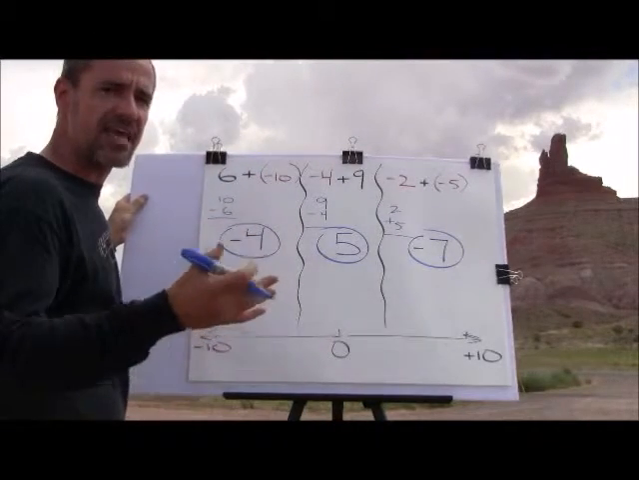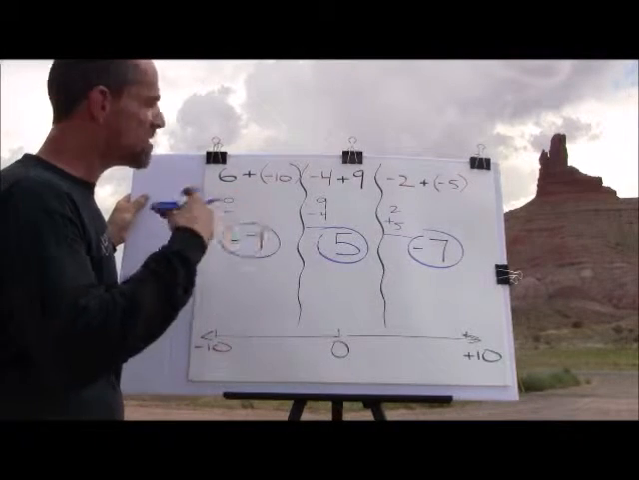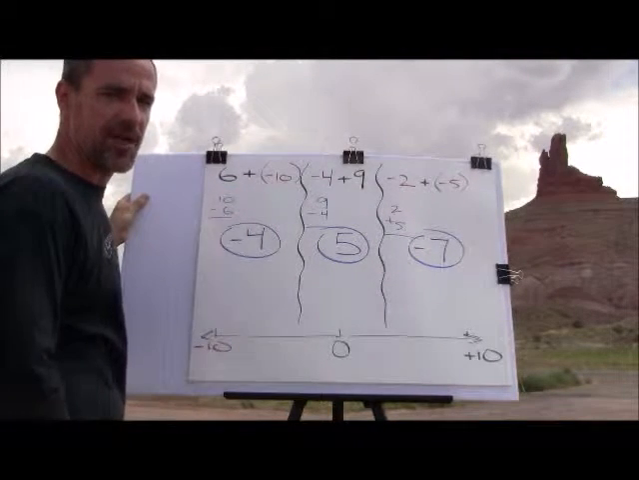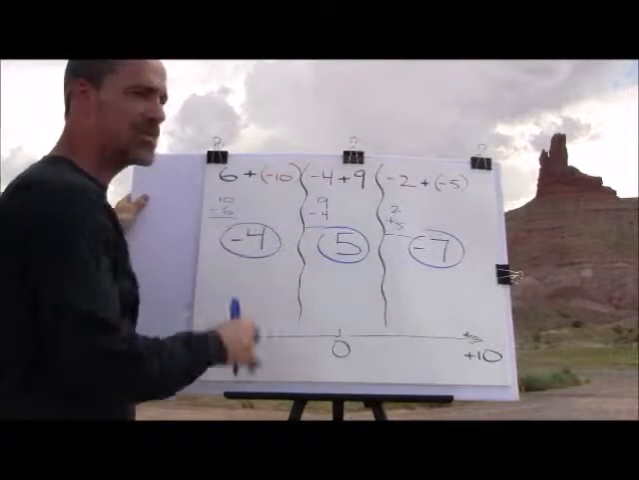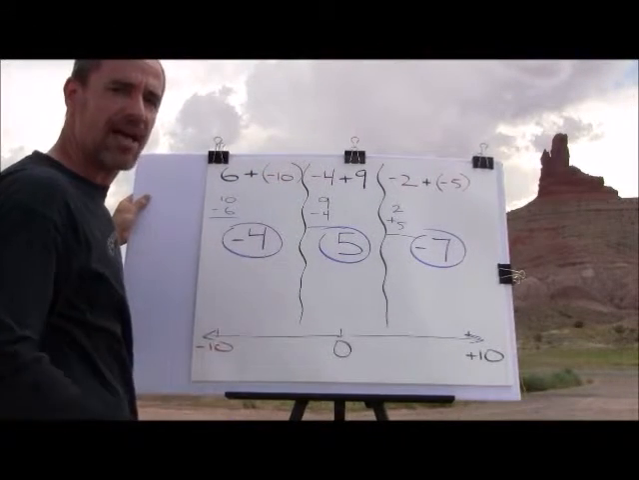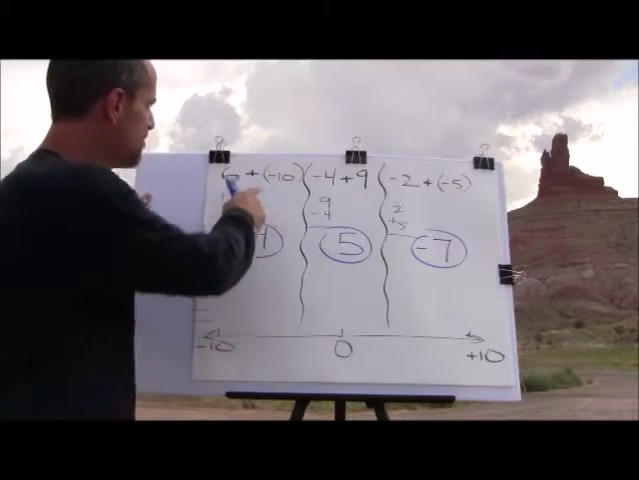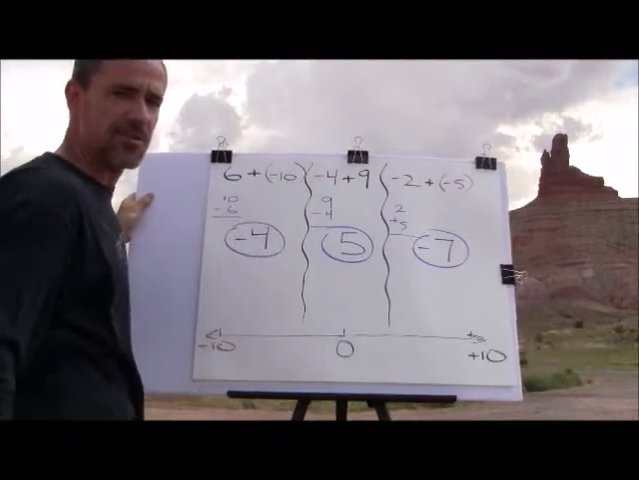If the signs are the same, you add the two absolute values. If the signs are different, you're going to subtract the two absolute values. Then you're going to look at the original numbers. If the bigger absolute value is positive, your answer is positive. If the bigger absolute value is negative, your answer is going to be negative.